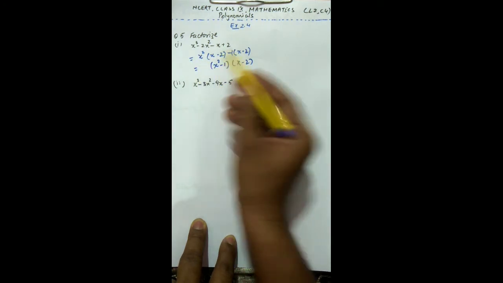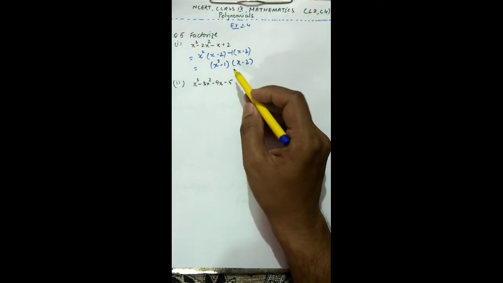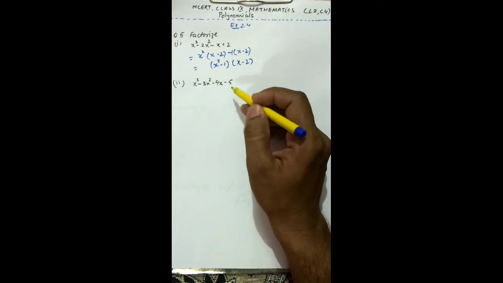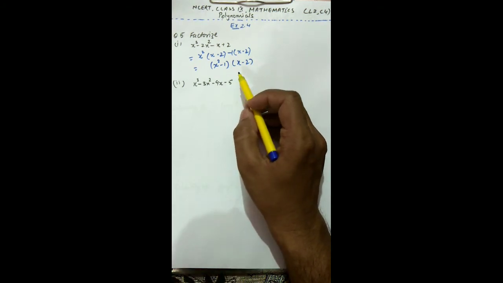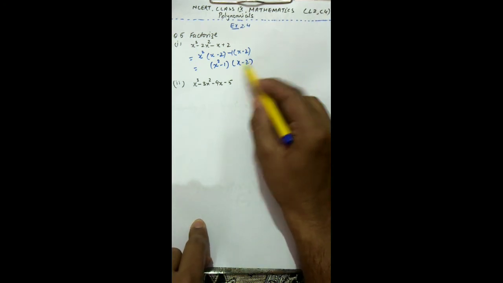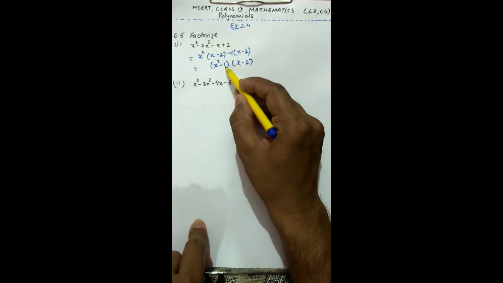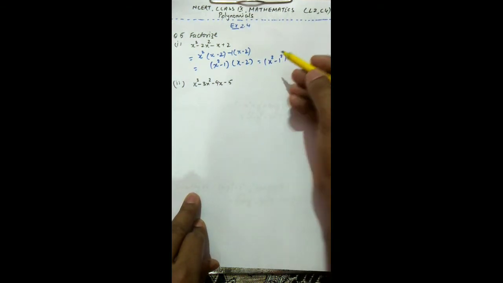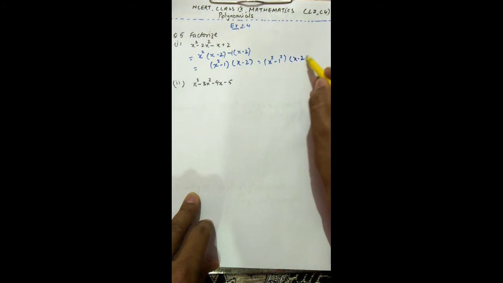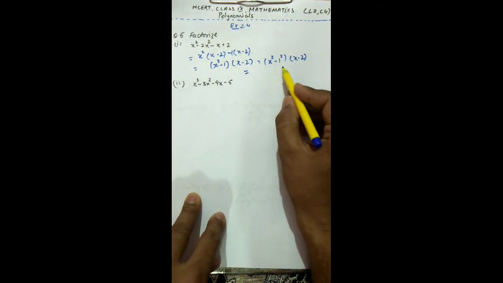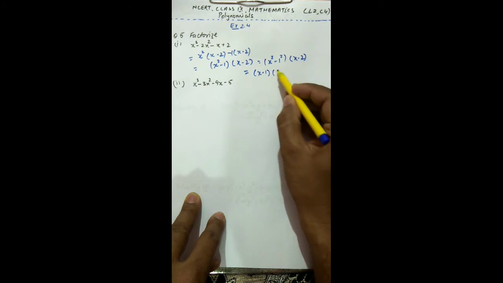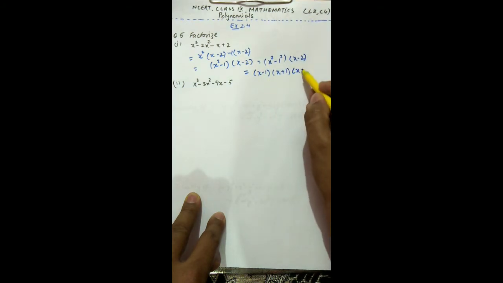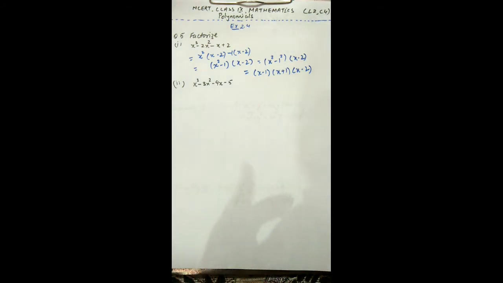But this is not the complete answer, because you know that this is a cubic polynomial, so it can have maximum 3 factors. We should try to get 3 factors. Now here you can see this is x square minus 1. You can write that 1 as 1 square. This is x minus 2. And now you know that a square minus b square is a minus b into a plus b, so this is x minus 1, x plus 1, and x minus 2. So this is the question in which we have not used the hit and trial method, but the rest of the questions will be using the hit and trial method.